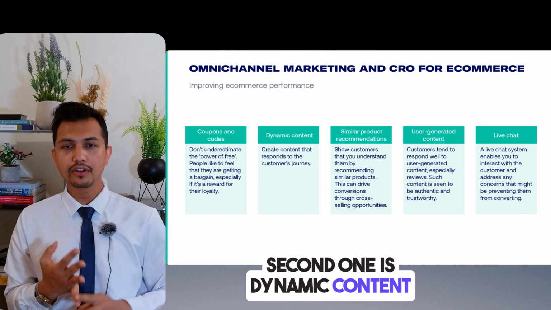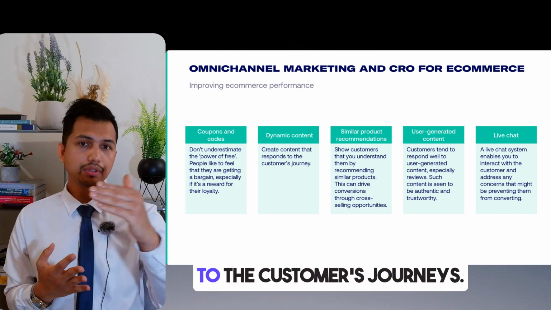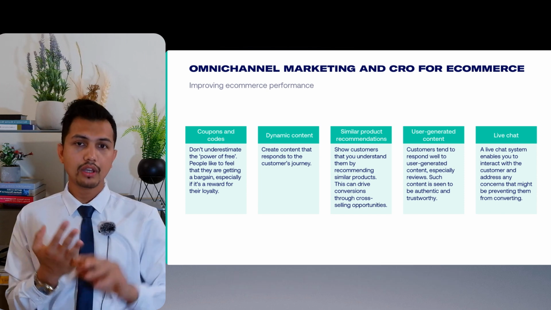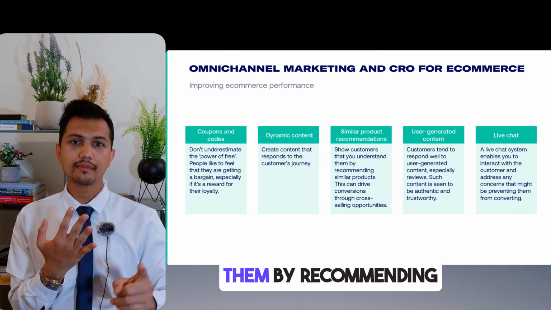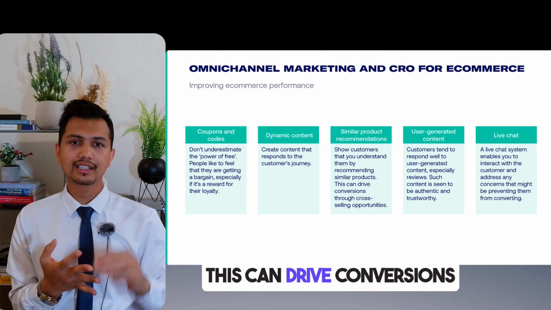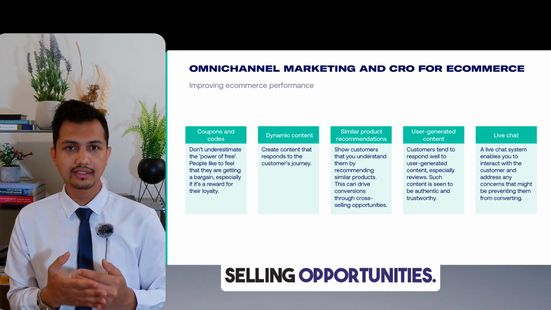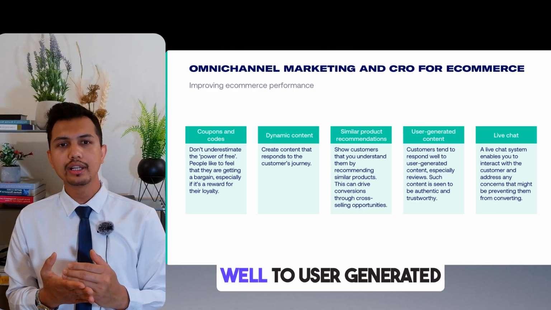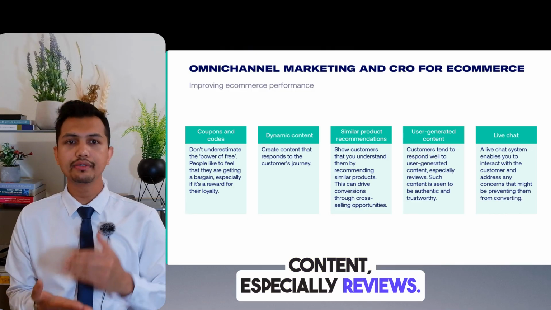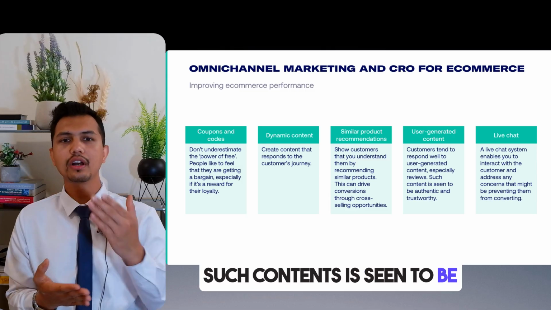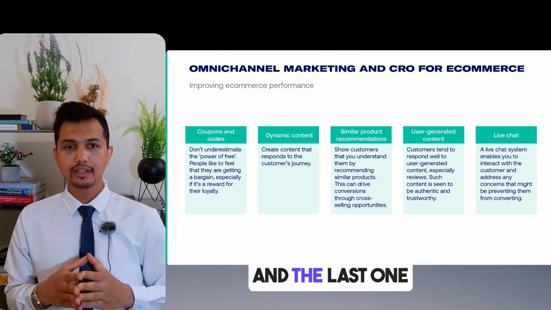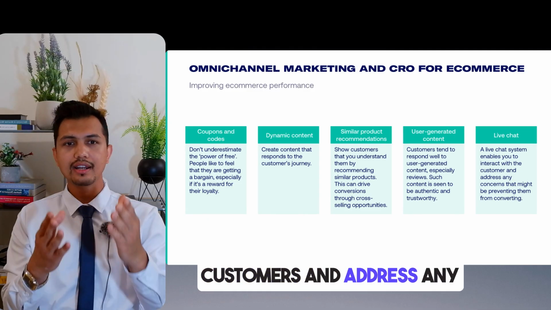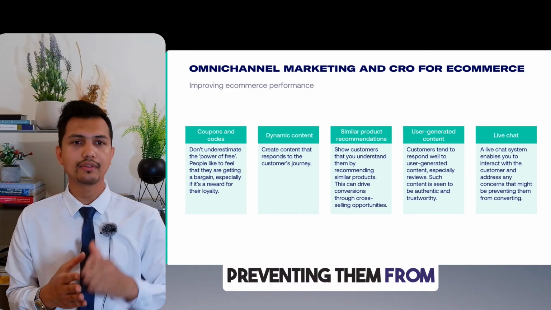Second one is dynamic content. Create content that responds to the customer's journey. And third one is similar product recommendations. Show customers that you understand them by recommending similar products. This can drive conversions through cross-selling opportunities. And fourth one is user-generated content. Customers tend to respond well to user-generated content, especially reviews. Such content is seen to be authentic and trustworthy. And the last one is live chat. A live chat system enables you to interact with customers and address any concerns that might be preventing them from converting.